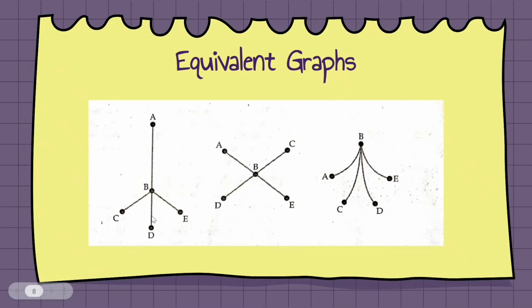So we have 5 vertices here, and vertex B is connected with vertex C, vertex D, and vertex E. So it is also the same here. Vertex B is connected with vertex C, vertex D, and vertex E. And also the same here. Vertex B is connected with vertex C, vertex D, and vertex E. So these graphs are equivalent.